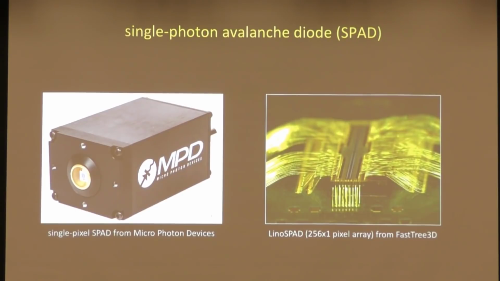Now, here are two different SPAD devices that I'm particularly familiar with. The one on the left is a single pixel SPAD. And on the right, we have something called a linospad. This is a linear array of SPAD pixels. Now, these SPADs are fairly low resolution right now, but there's a lot of work going into improving this technology to get it to higher resolutions, to make it cheaper, and so on. But these are the two types of SPADs that I'll be talking about today.